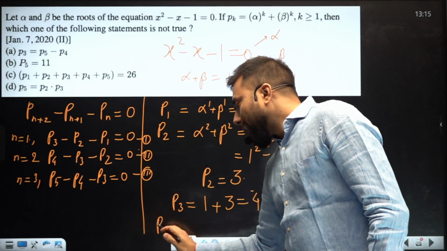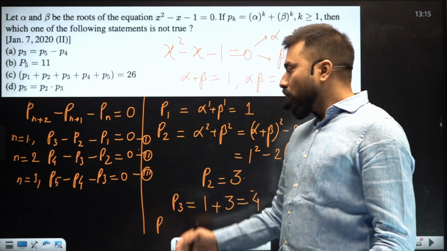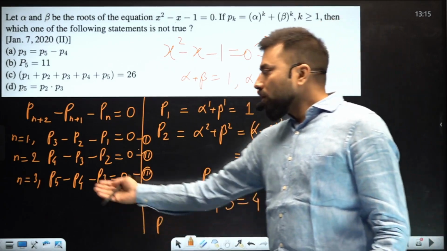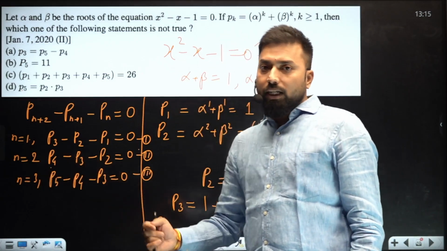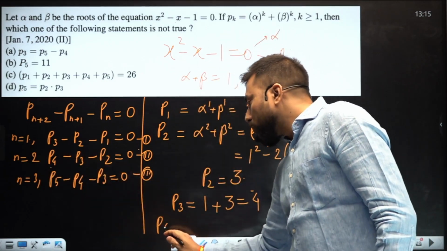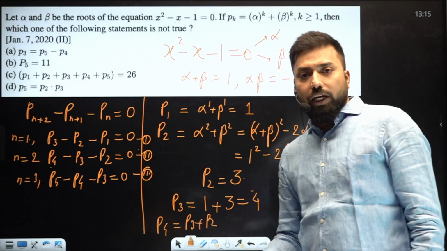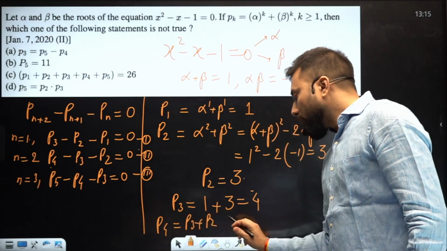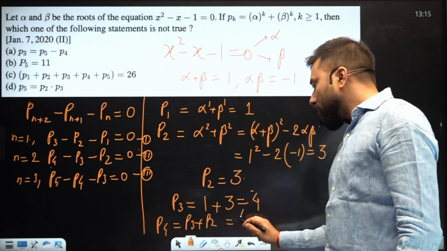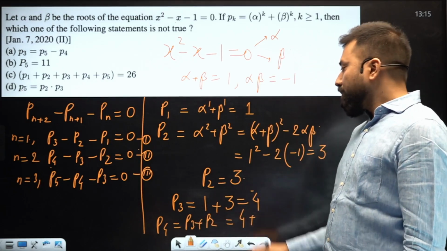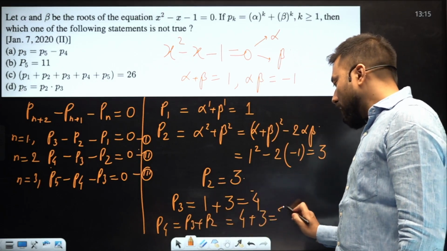Similarly, if I ask you what is the value of P4, how would you find the value of P4? P4 we can find from here, right? P4 would be equal to P3 plus P2, right? We know the value of P3, we know the value of P2 as well. P3 is 4, and P2 is 3. So 4 plus 3, 7.